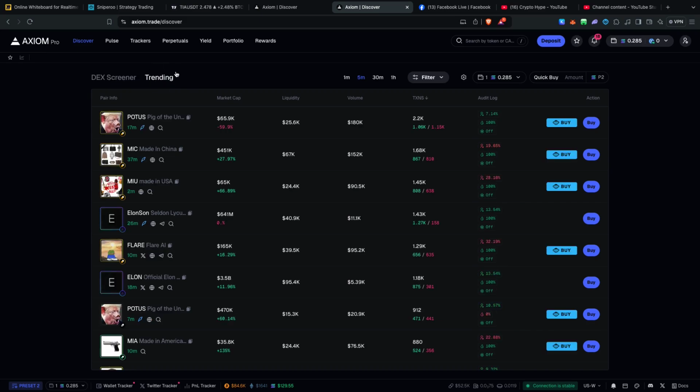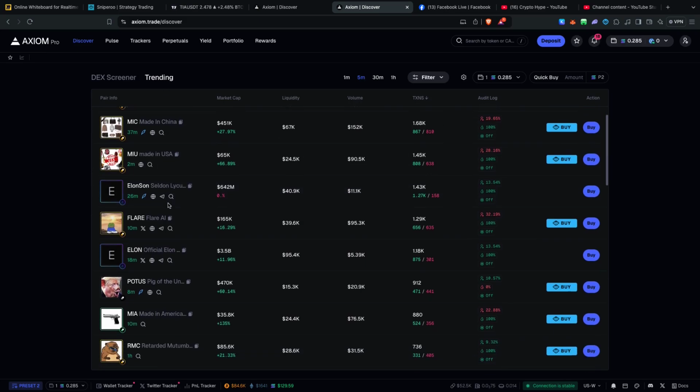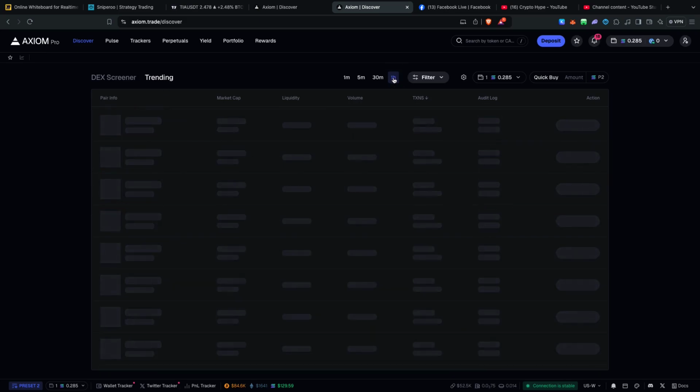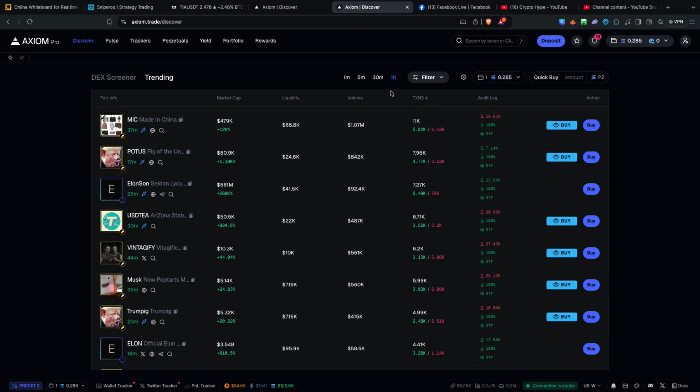So there's also the trending feature right over here. It shows the coins that are trending in a specific period of time, and the longest time frame is 1 hour. As you can see here, there's Made in China, and there's Peak of the United States. So right over here, there's obviously the trade war theme going on, products made in China, and just basically the Chinese-American war theme. So this is what is starting to pop right now.